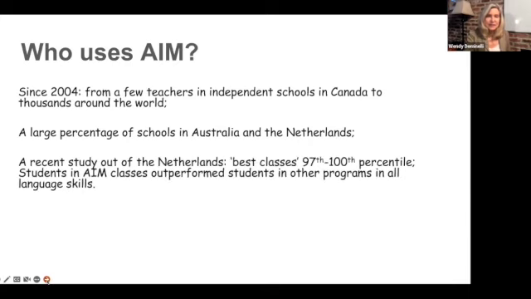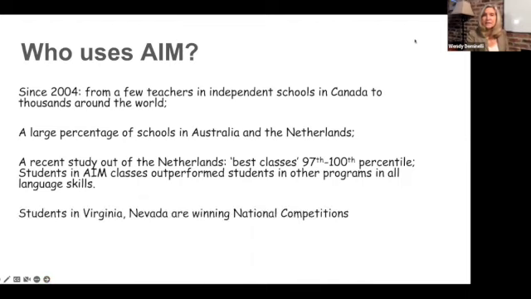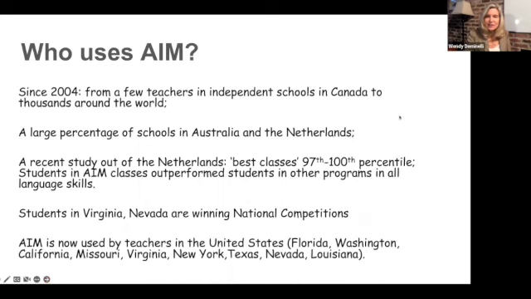As I mentioned, Australia and the Netherlands, and there's a recent research, a fairly large longitudinal study that came out not too long ago that demonstrated that students in AIM classes outperform students in other programs in all language skills. And in that area, parents, because AIM was being used more and more broadly across the country, were demanding that some type of study be done. And so those are the results of that study. And they continue to do studies on AIM over there. And we have students winning national competitions in the United States. Those are French competitions that they have entered.